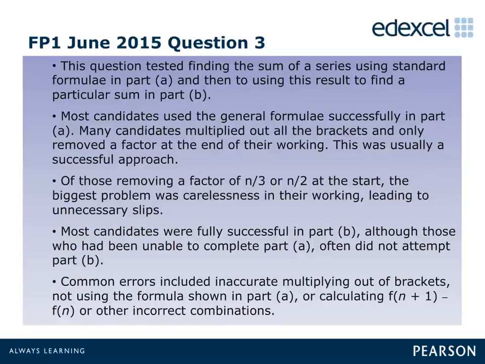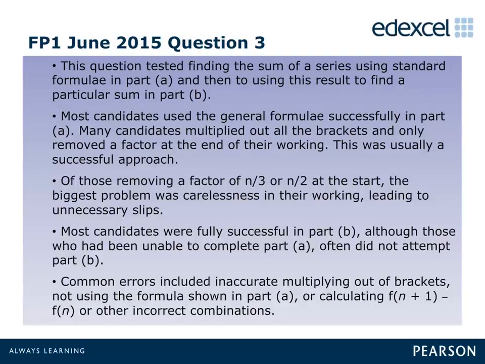This question tested finding the sum of a series using standard formulae in Part A and then using this result to find a particular sum in Part B. Most candidates used the general formulae successfully in Part A. Many candidates multiplied out all the brackets and only removed a factor at the end of their working. This was usually a successful approach.